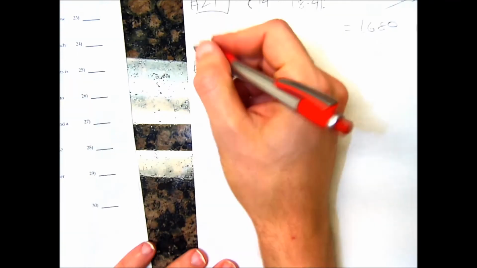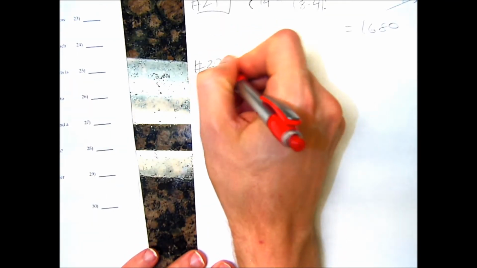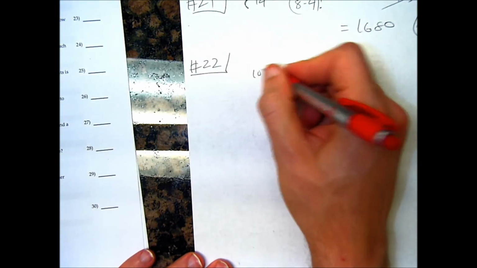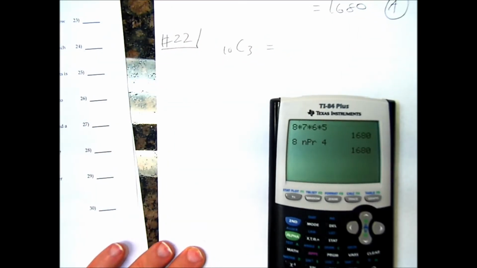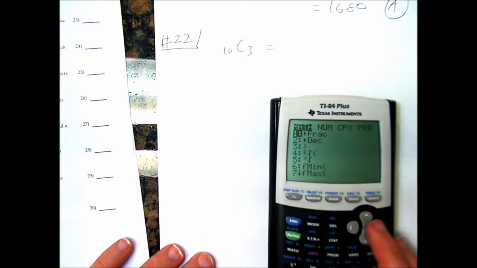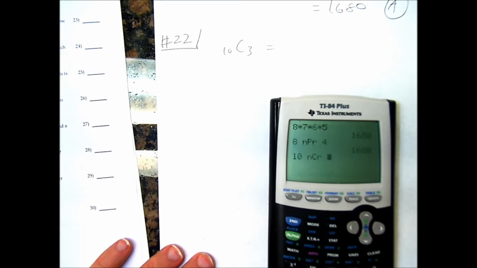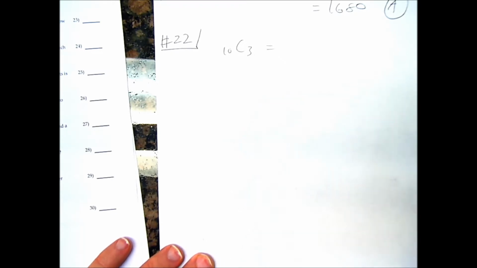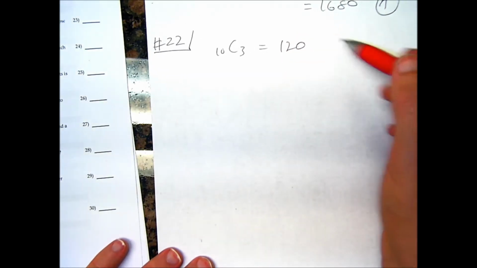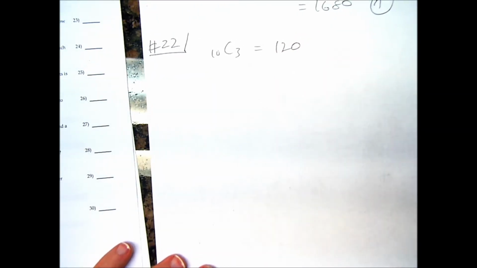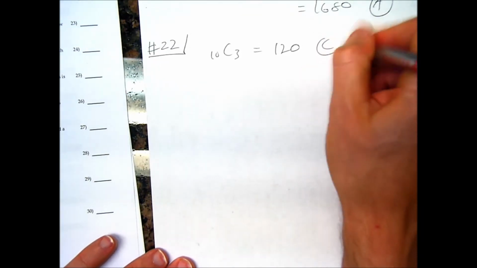10 choose 3. We should be familiar with these functions. It's more important that we know what they mean. But this one I'll just use the calculator. So we do 10 and then we do math, probability, choose 3. We get 120. And this would be the number of ways of having 10 objects or 10 people and choosing 3 of them without worrying about arrangement. And that's C.